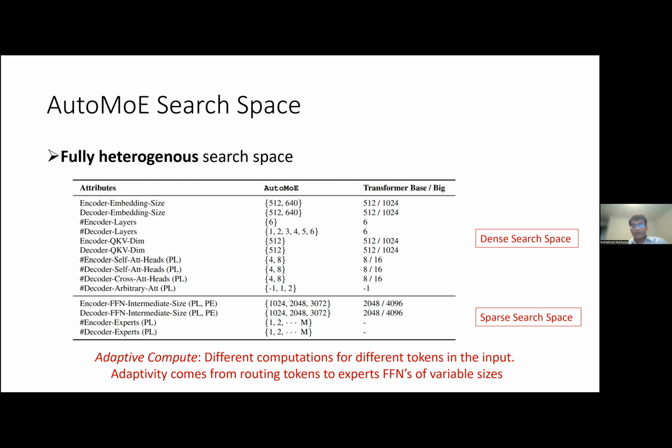So here you have the notion of adaptive compute. So what does adaptive compute mean? We are going to use different amounts of computation for different tokens in the input.